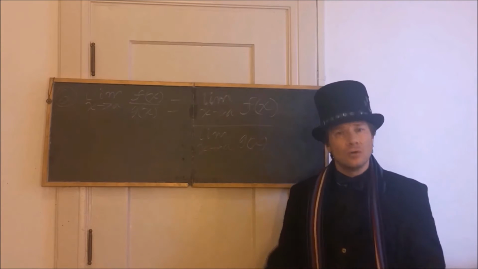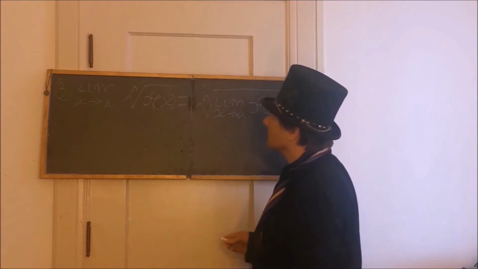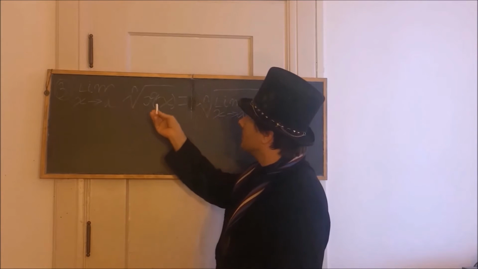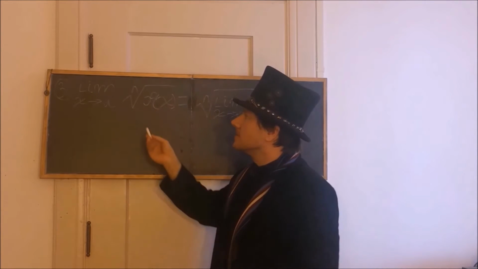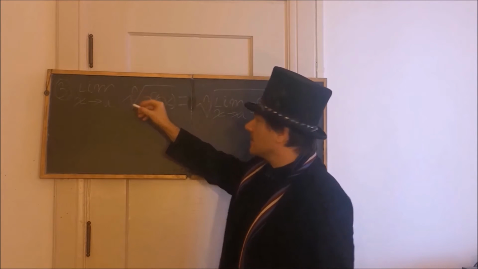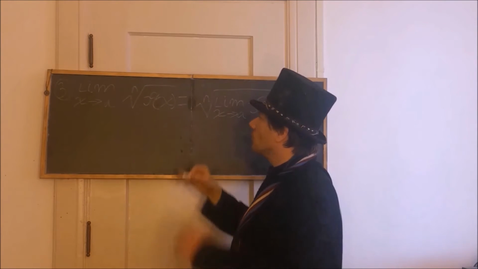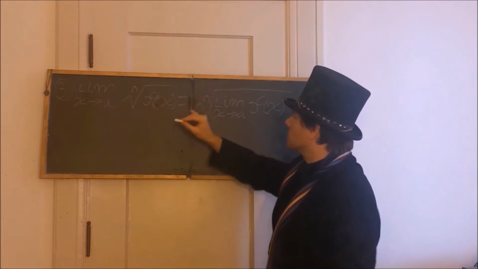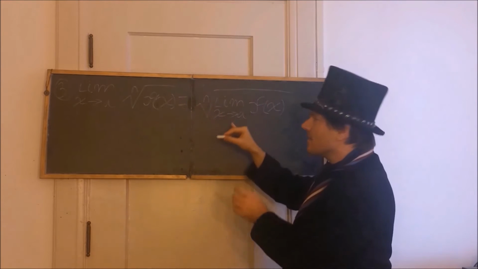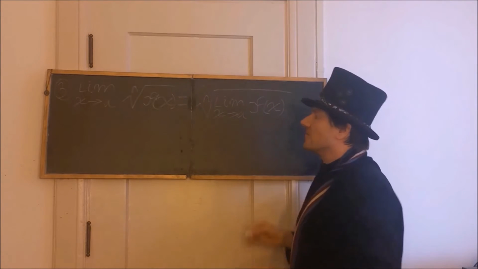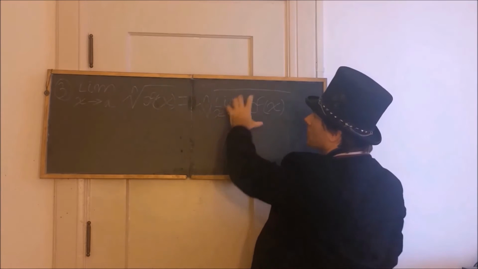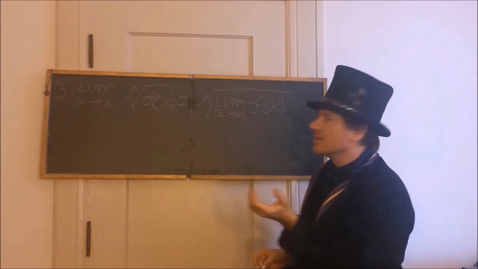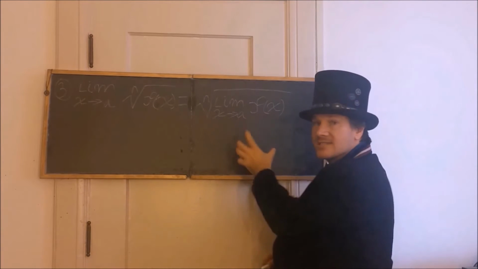So for principle number 3, we have the limit as x approaches a of the root of f of x. So the root could be, you could have a 2 in here, or a 3 or a 4, but whatever root you have, that root of the f of x will equal the root of the entire limit as x approaches a of f of x. So what you do is you just pull the root outside of the entire problem, and you stuff the limit as x approaches a of f of x inside the root.